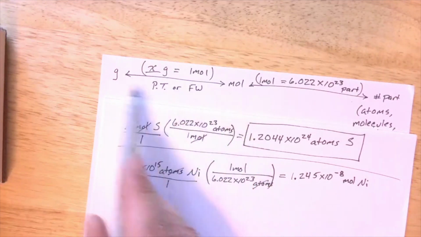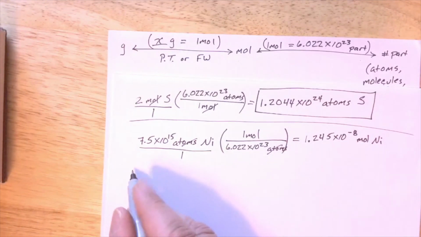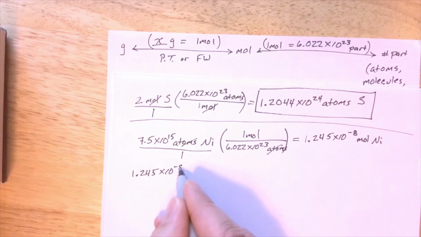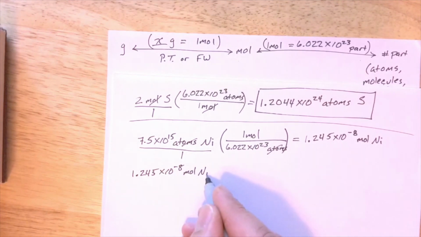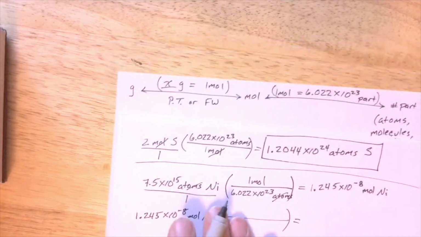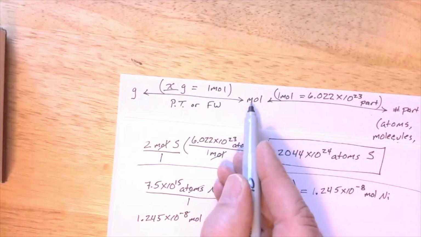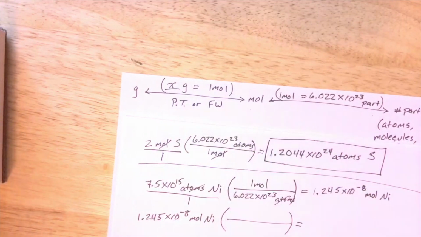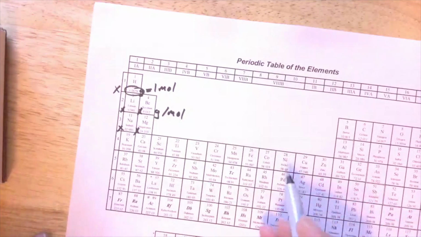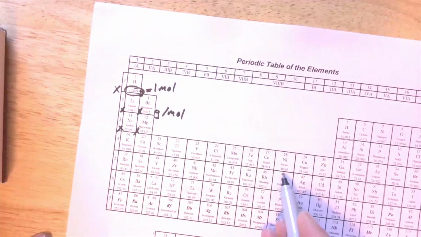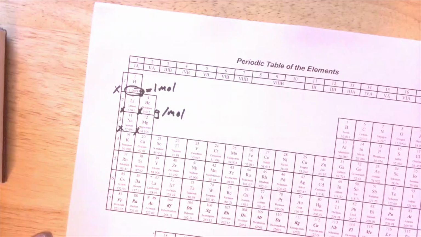Next step is go from moles to grams. So I'm going to take 1.245 times 10 to the negative 8 moles of nickel and find out how many grams do I have. So this is the part where I have to go from moles to grams. I need to use the information from the periodic table to find my X value. So if you look at the periodic table, nickel is right here, okay, and that's 58.69 grams. So that's my X, 58.69.